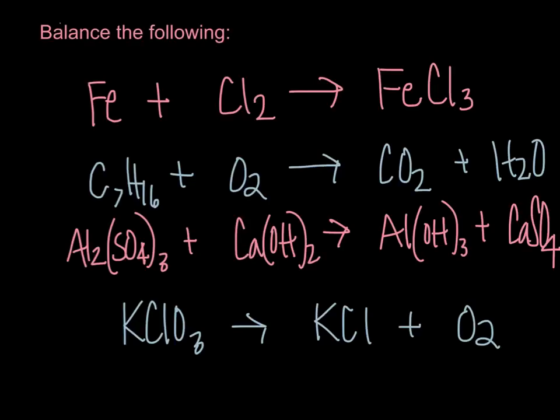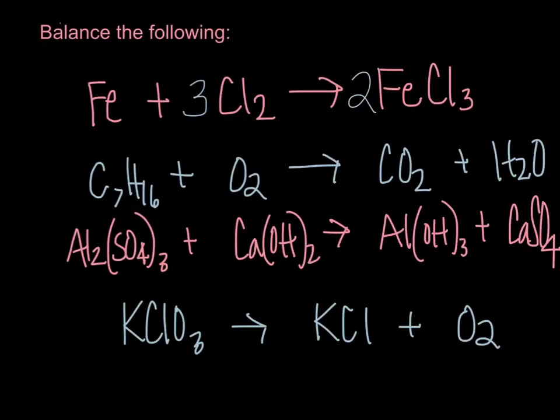Okay, so let's practice balancing some of these equations. We're going to start with this first one right here. So I have 1 iron here, 1 iron here. 2 chlorine, 3 chlorine. So because I have 2 and 3, I'm going to have to balance that. And the best way to do that is make that be a 6 on both sides. So to make this chlorine be 6, we're going to put a 3. And to make this chlorine be 6, we're going to put a 2 in front of it.